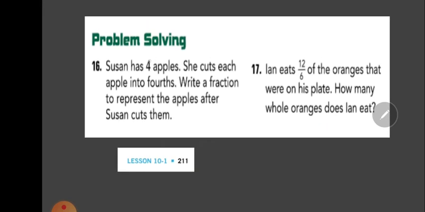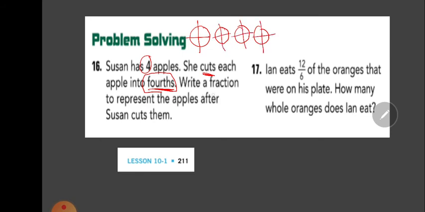Susan has 4 apples. How will you draw the apples? Circle, bar, or a number line? Circles, of course. 4 apples. This is 4. She cuts each apple into fourths, and fourths tells you it's a fraction. That means they are equally cut into 4 pieces. They should be equal. Okay, write a fraction to represent the apples after Susan cut them.